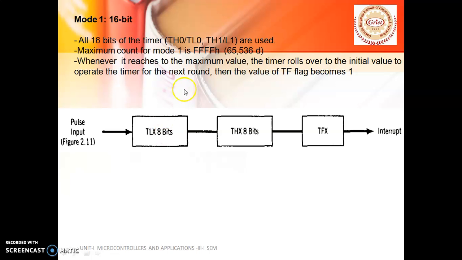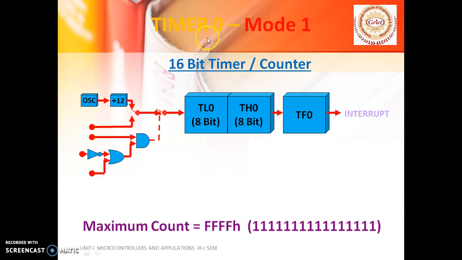And the minimum count value for this mode 1 is 16 zeros. And the maximum count value for this particular mode 1 is 16 ones. 16 ones we represent in hexadecimal notation as FFFFH. And in this also, whenever the particular timer register gets an overflow condition, then this TF will become 1, which generates an interrupt. So this particular mode 1 can operate in two timers, that is timer 0 as well as timer 1.